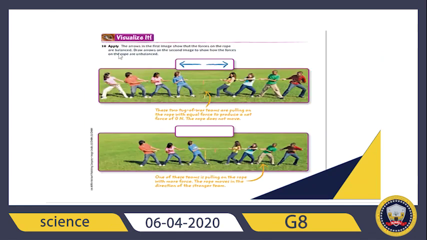Now this question: the arrows in the first image show that the forces on the rope are balanced. Draw arrows on the second image to show how the forces on the rope are unbalanced. So guys, what do you think? How can you draw the arrows here? I will leave it to you as homework. Please think about it.